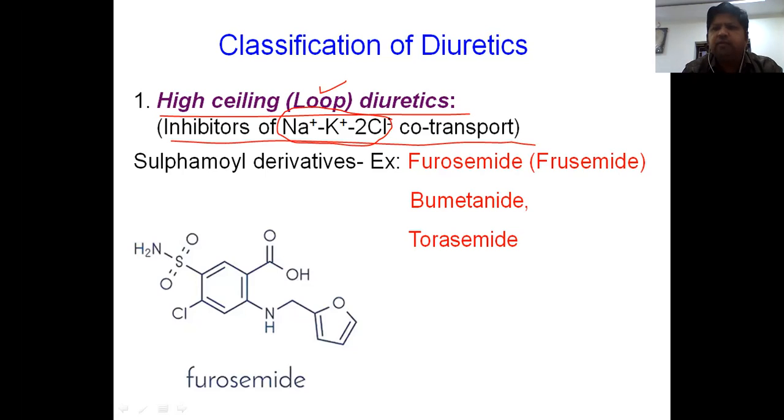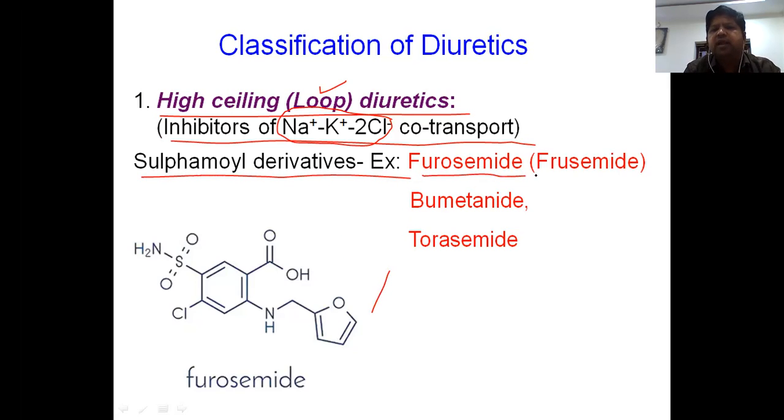So this is the transport system blocked by high ceiling or loop diuretics. That will be taken in detail when I discuss individual diuretics. Coming to the different drugs available in this classification, the basic ring here is sulfamoyl. All the drugs are sulfamoyl derivatives.